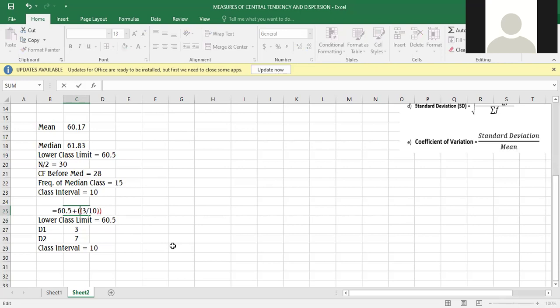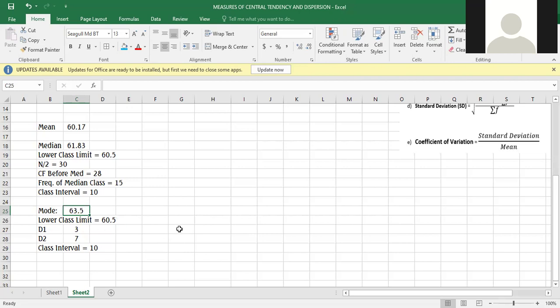Put all of this. Once I've gotten this, let me remove this. Whatever you have here, you multiply it by a class interval of 10. Then put all of this together in the same bracket before we now add to 60.5. And by so doing, our modal class would have been this.